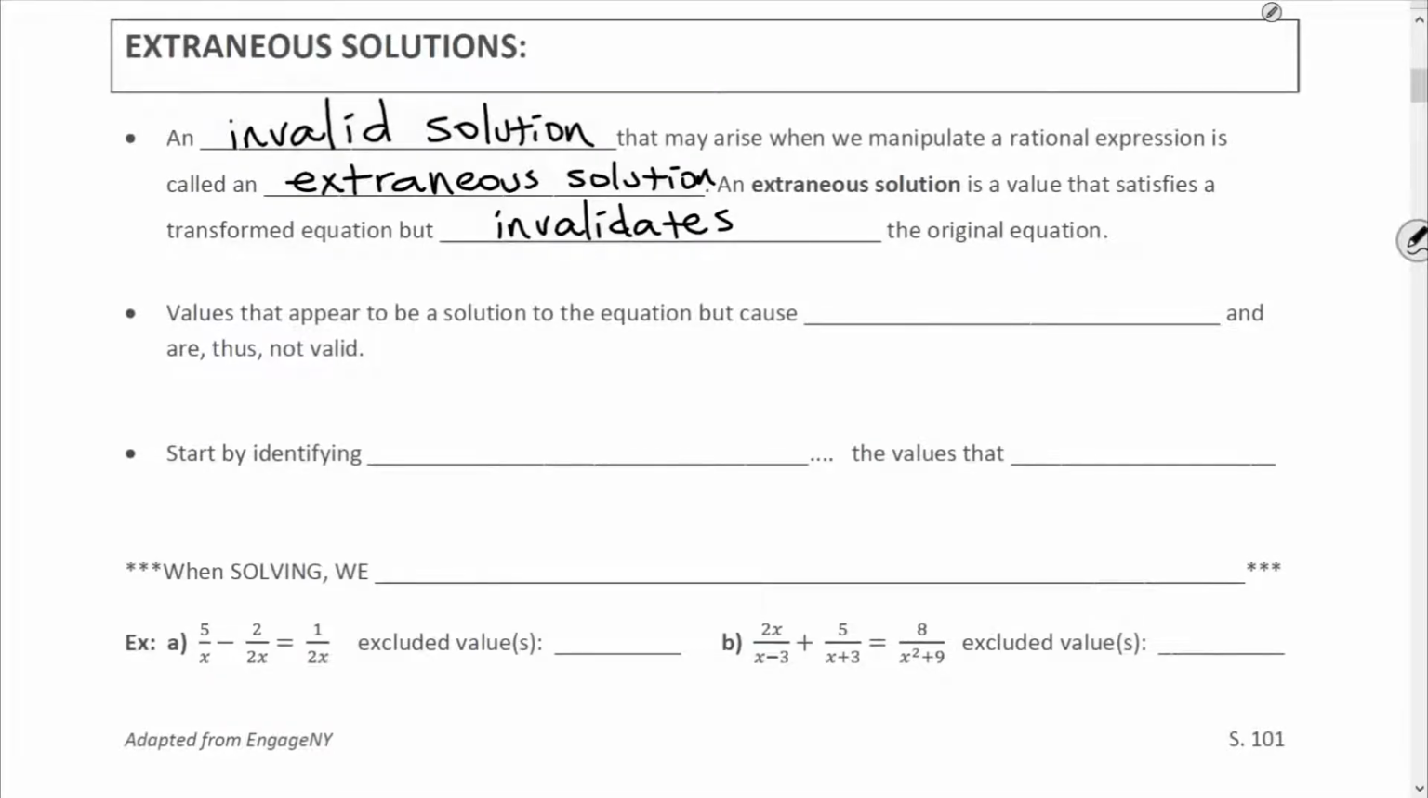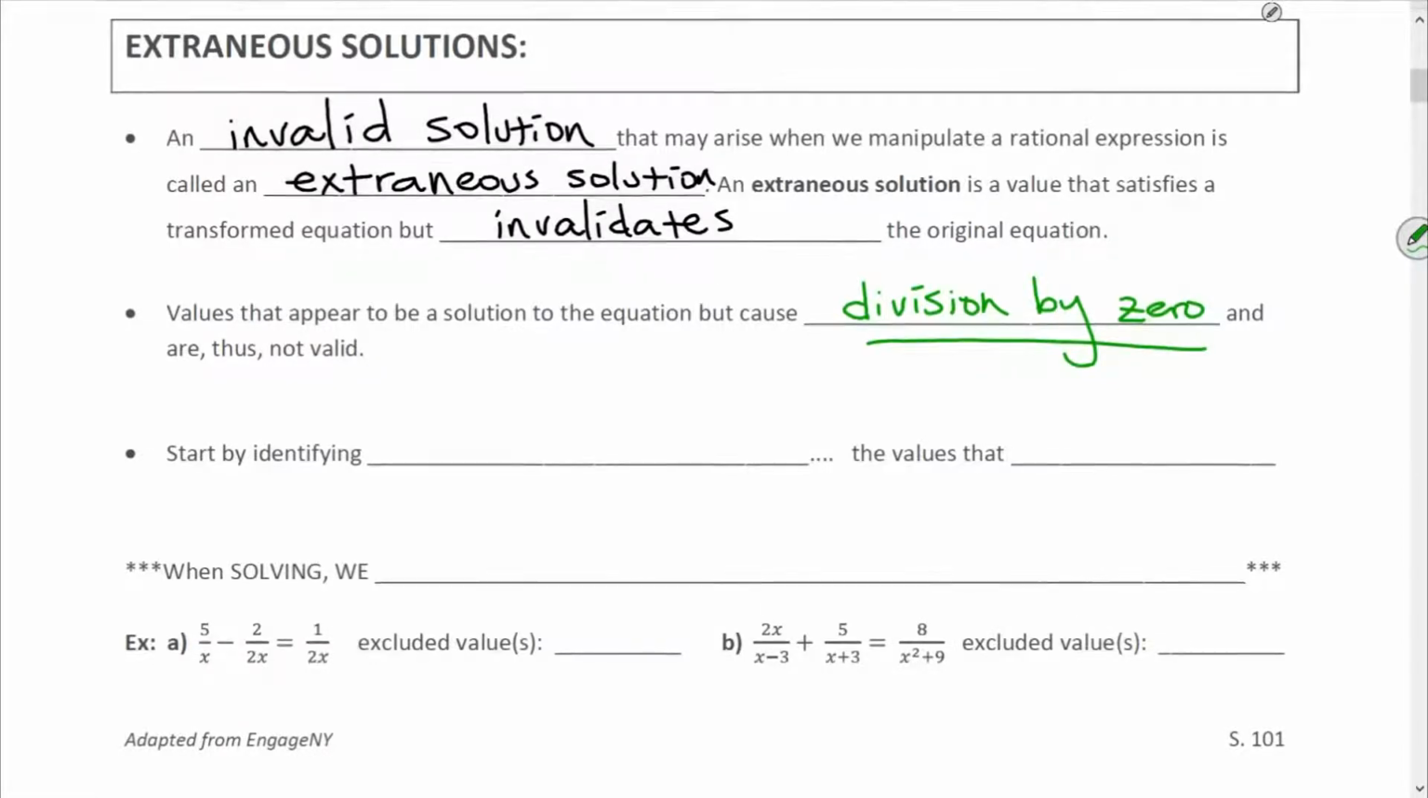So as you transform the equation, it comes out algebraically, but if you plug it back into the original equation, it no longer is true. These are values that appear to be a solution to the equation but cause division by 0 and are thus not valid. The problem that could arise from rational equations is a problem where we're dividing by 0.